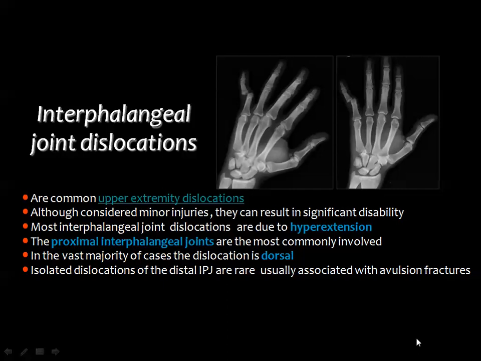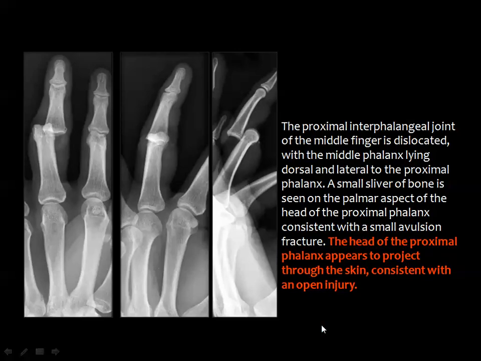Then interphalangeal dislocations usually affect the proximal interphalangeal joint, and the dislocation is usually dorsal, and the pattern of trauma is a hyperextension injury. All you need to know is the level of the dislocation and the direction of the dislocation, and this is a posterior or dorsal dislocation of the proximal interphalangeal joint.